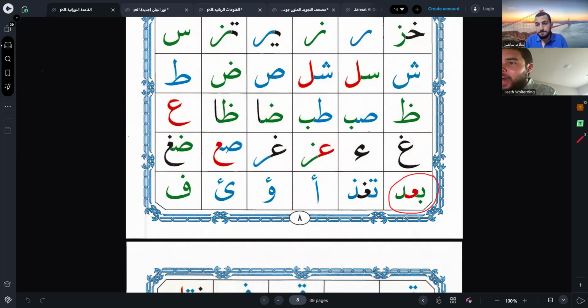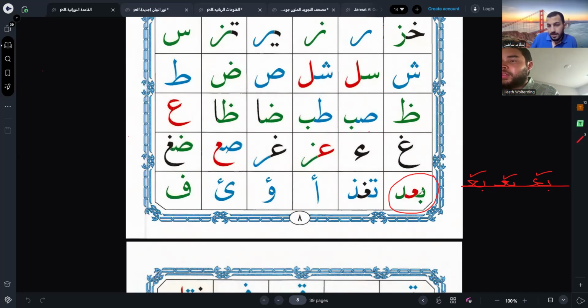Ba, ha, dal. This is not ha. Remember, we said this is another shape for ayn, right? Like we said, we may write ayn in the middle like this, or we may write it like this. Or even, in case of writing, we may write it like this and leave it. We may even write it like this. So this is ayn, this is ayn, this is also ayn.